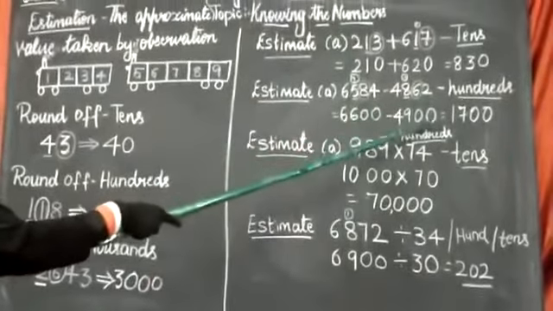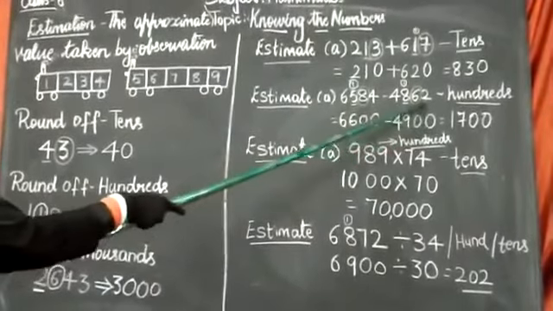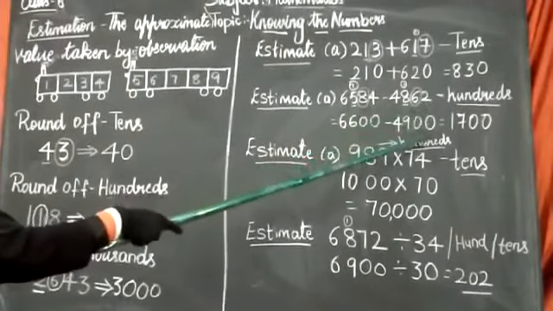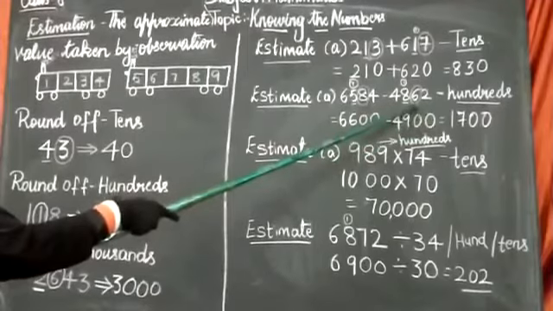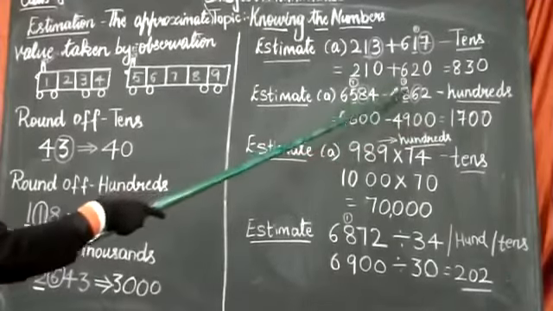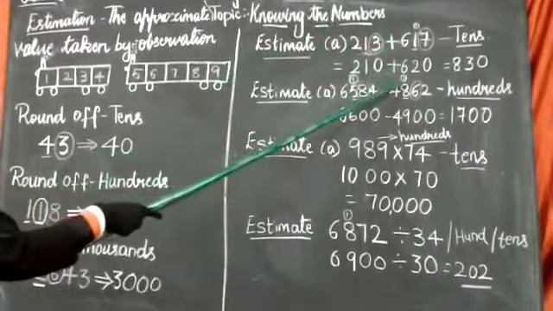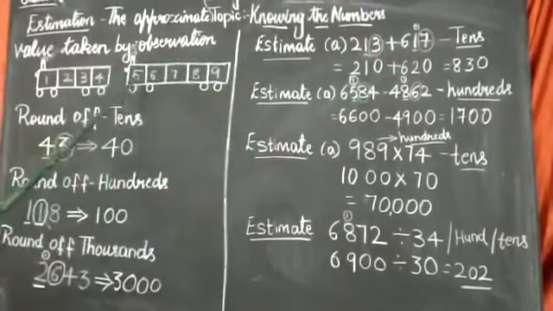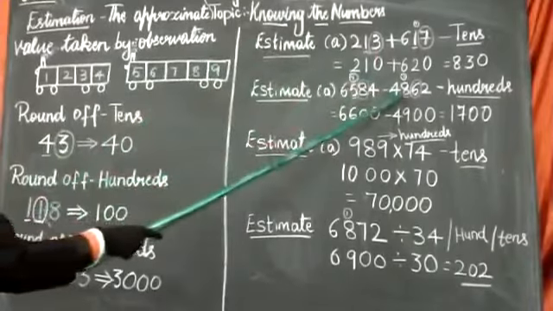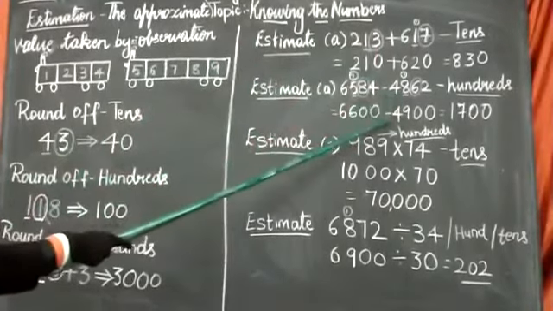The 2 is 0 because we are not considering ones place there. 2 is 0. Tens place we have 6. So should I add 1 or not? Yes, I should add 1 there because it is more than 5. So this 8 becomes 9 and 4 as it is.